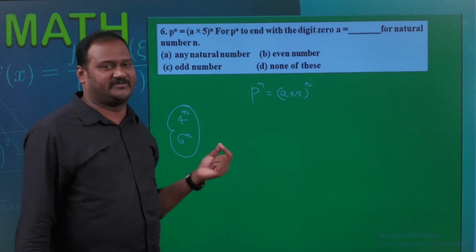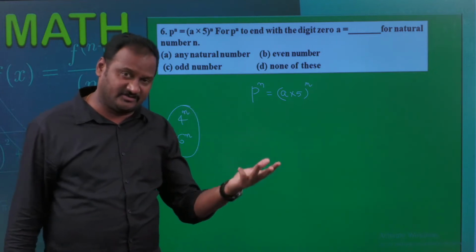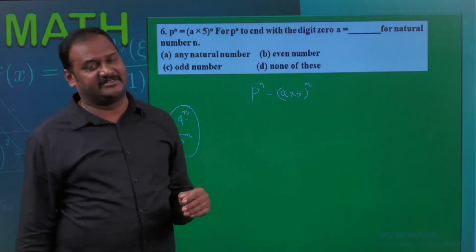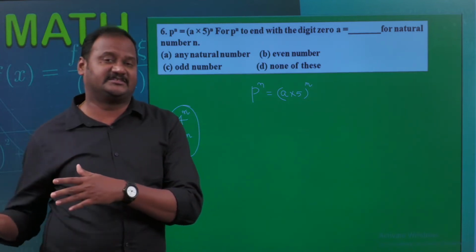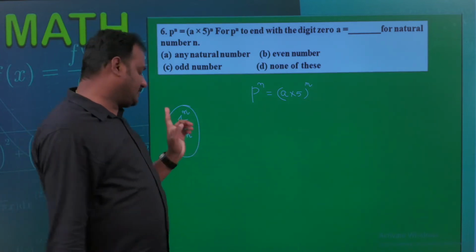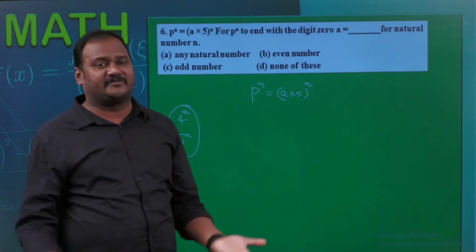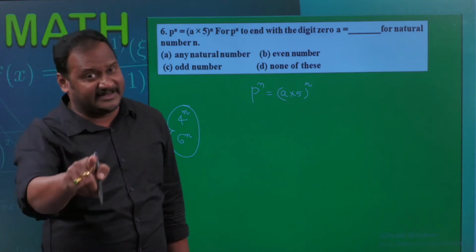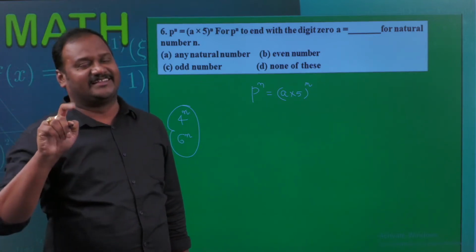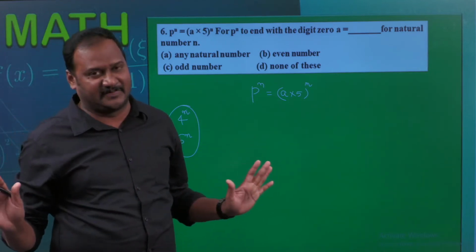Similarly, 6 to the power of 1 equals 6. 6 square equals 36, again ending with 6. 6 cube equals 216, again it ends with the digit 6. It means 6 to the power of n will never end with the digit 0. Then what kind of numbers end with the digit 0? If the base of the number ends with the digit 0, then only the total number ends with the digit 0. Otherwise, it will never end with the digit 0.